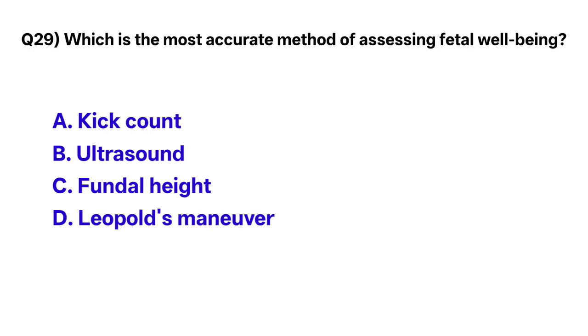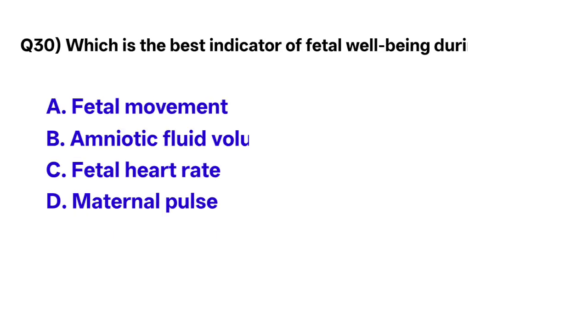Question number 29. What is the most accurate method for assessing fetal well-being? The correct option is B. Ultrasound. Question number 30. Which is the best indicator of fetal well-being during labor? The correct option is C. Fetal heart rate.